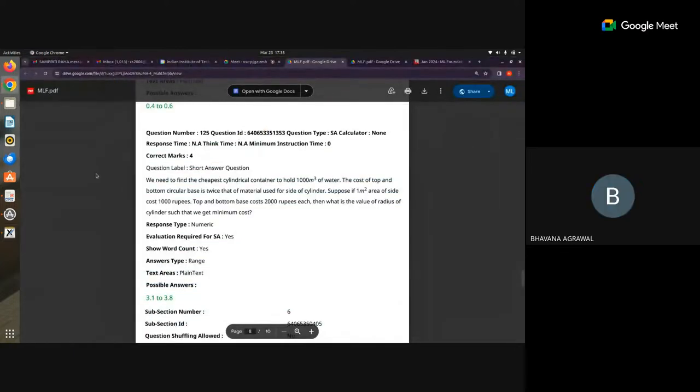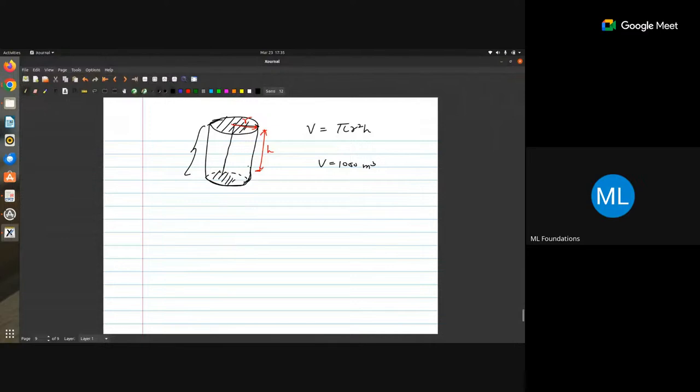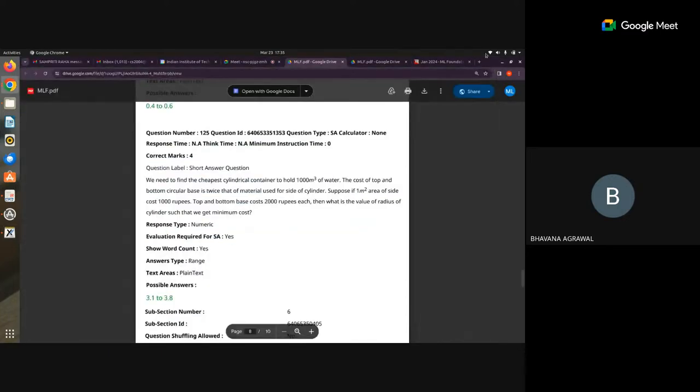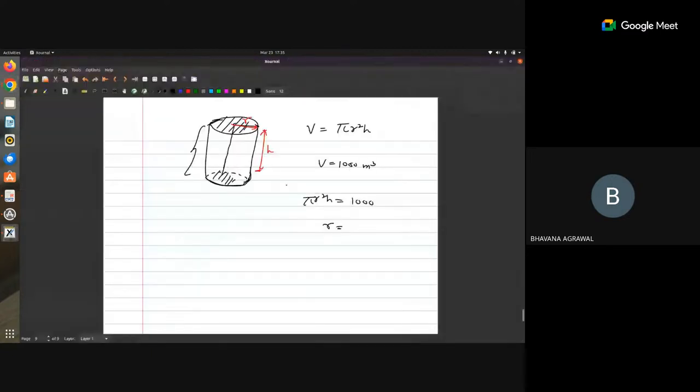Like, in terms of h. Fix one of them. So how to fix it? Pi r square h is 1000. So we find the value of h according to the question. So h is equal to 1000 by pi r square. Okay, fine. And now make the cost function.